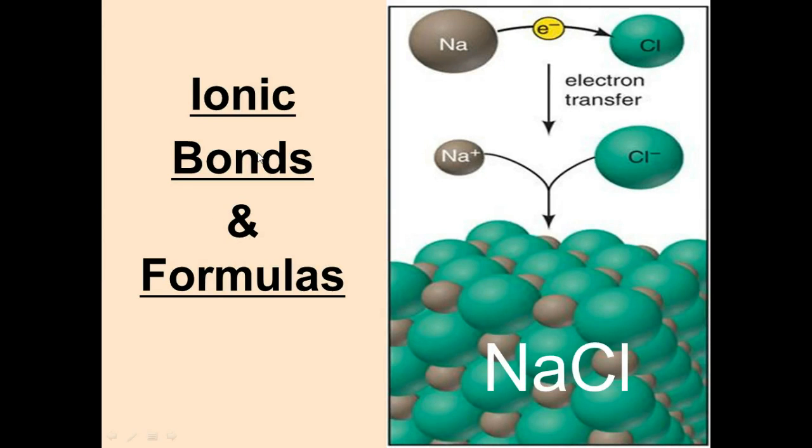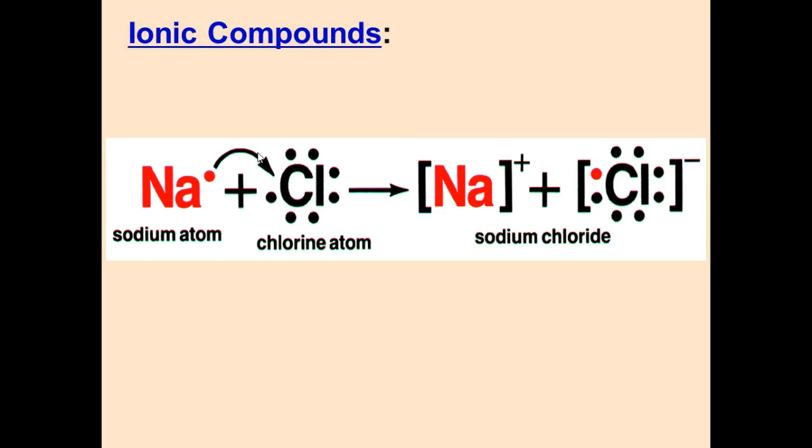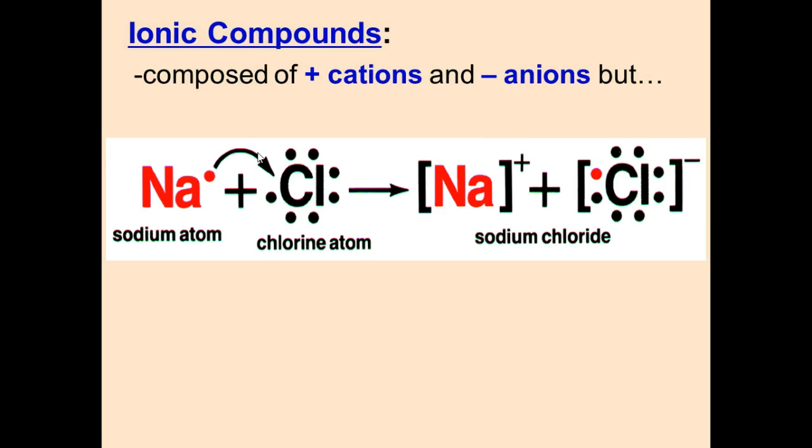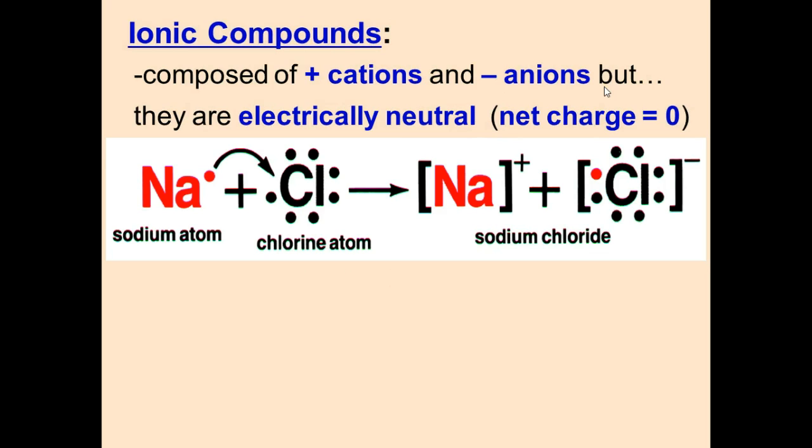And so, ionic bonds and formulas. We're going to talk about naming these, finding the charges, and making the formula unit. Ionic compounds are composed of cations and anions, but they are electrically neutral, so pretty much they have a charge of 0, so they cancel out.